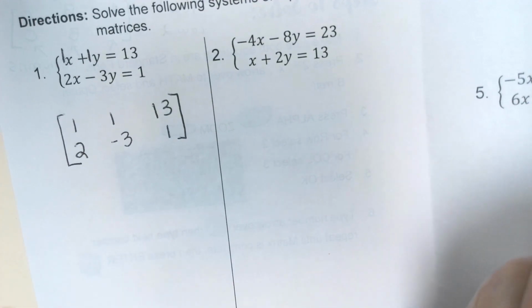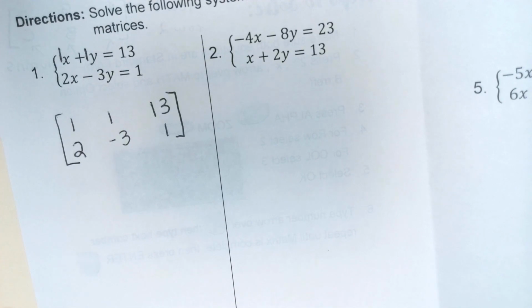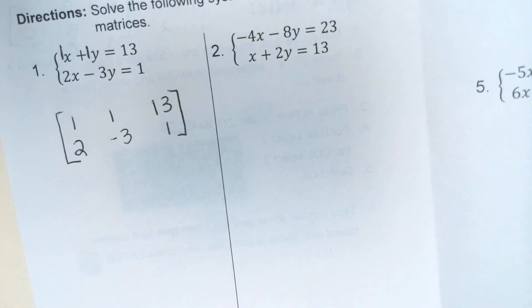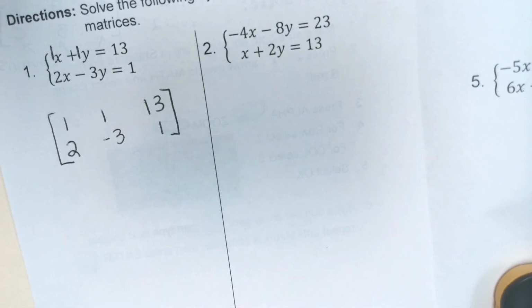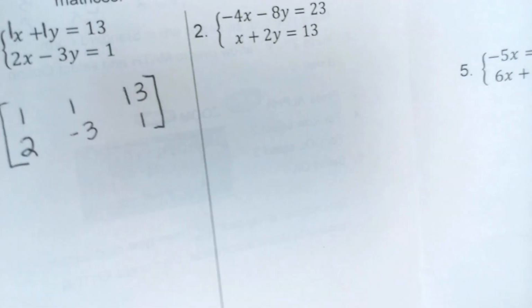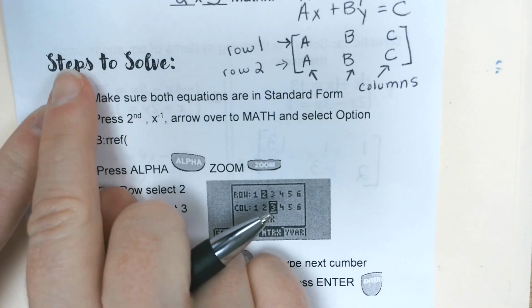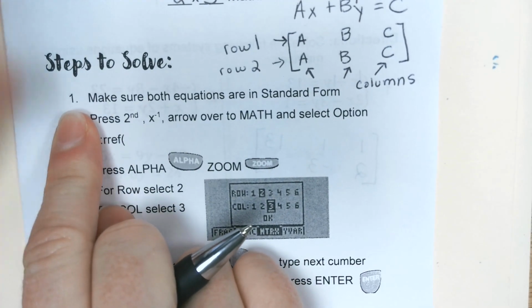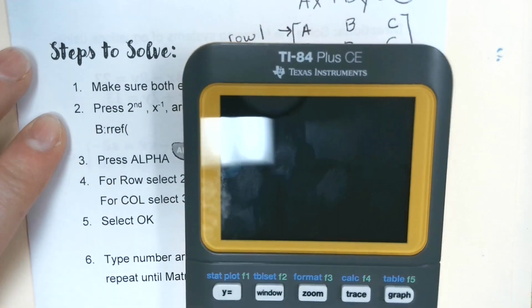Enter things in the calculator. So first thing we're learning is how to write the matrix. Second thing we're going to learn is how to make the calculator do the hard work. Okay, so I want to show you what we're going to do. Here are the steps. So step 1, make sure both equations are in standard form. And now here's how we put it in the calculator.